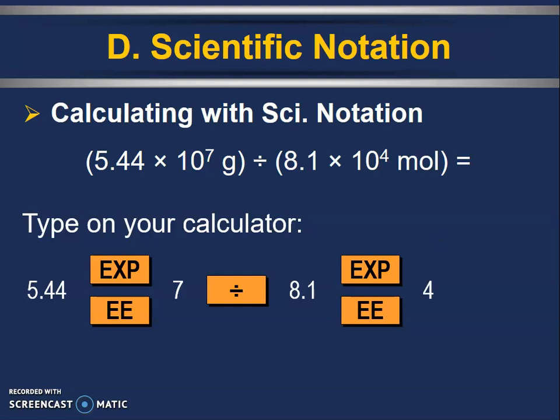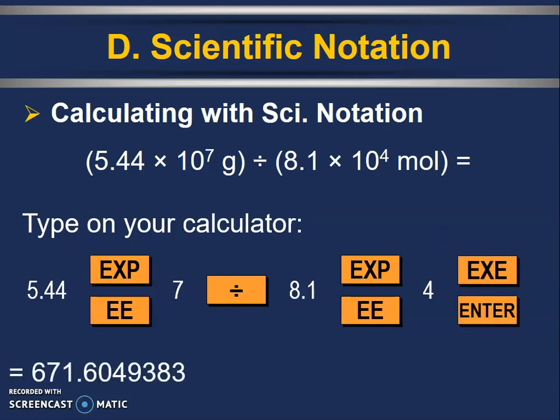Okay. When you do that, and then you push enter or execute or the equal sign, depending on what calculator model you have, this is the answer you should get. You should get 671.6049383. Okay? If you do not get that on your calculator, then we need to work together.